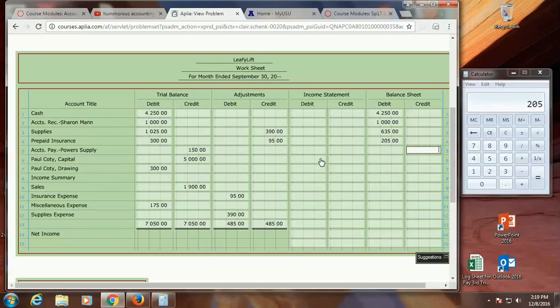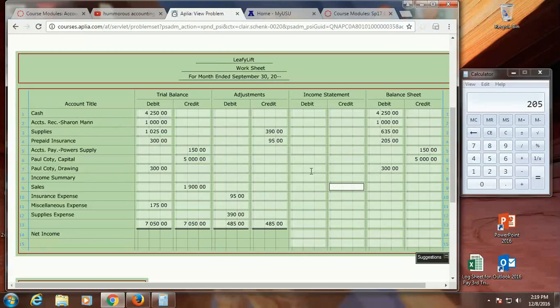Then I'm going to transfer accounts payable, power supply, to the credit column of the balance sheet. And then Paul's capital, I'm going to take the 5,000 and transfer it to the credit column of the balance sheet. And then Paul's drawing, I'm going to take the 300 debit and transfer it to the debit column of the balance sheet.